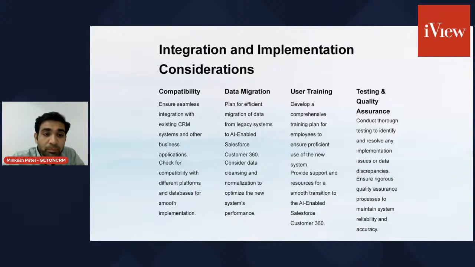The fourth thing is testing and quality assurance. Once you do this implementation and integrations, you need to thoroughly do beta testing with the actual users. And I think once you do that, you will be able to make sure that your system will be foolproof and it will work.